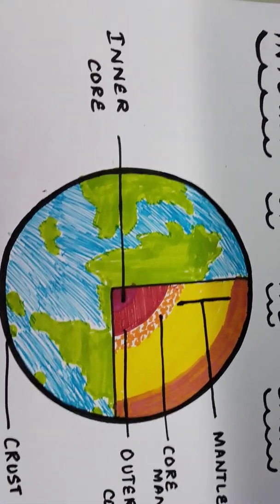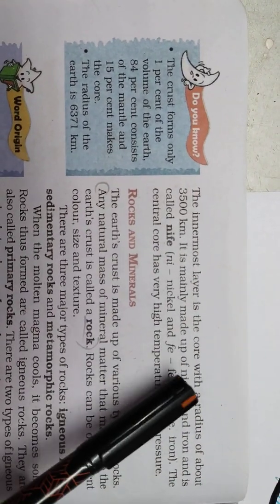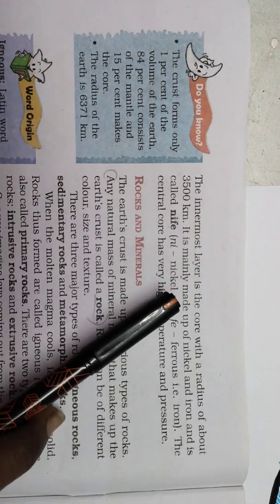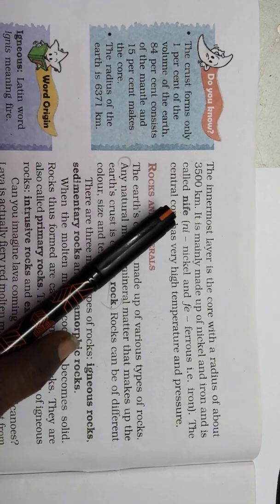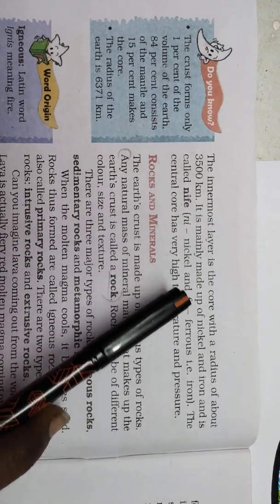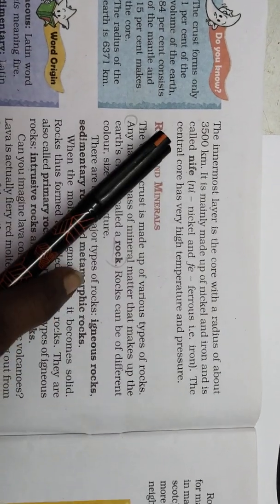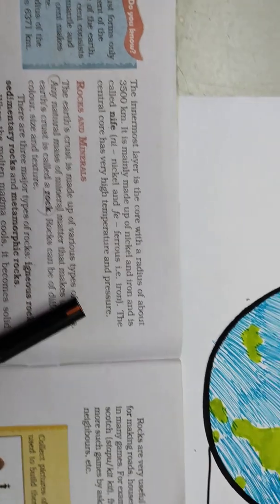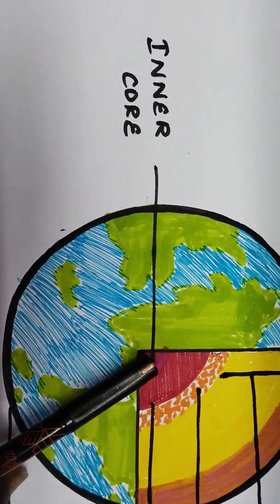Now let us learn about the next one. The innermost layer is the core with a radius of about 3500 km. It is mainly made up of nickel and iron and is called Nife. So Ni is nickel and Fe is ferrous, ferrous means iron. The central core has very high temperature and pressure. Do you know one thing? Here we saw so many materials.